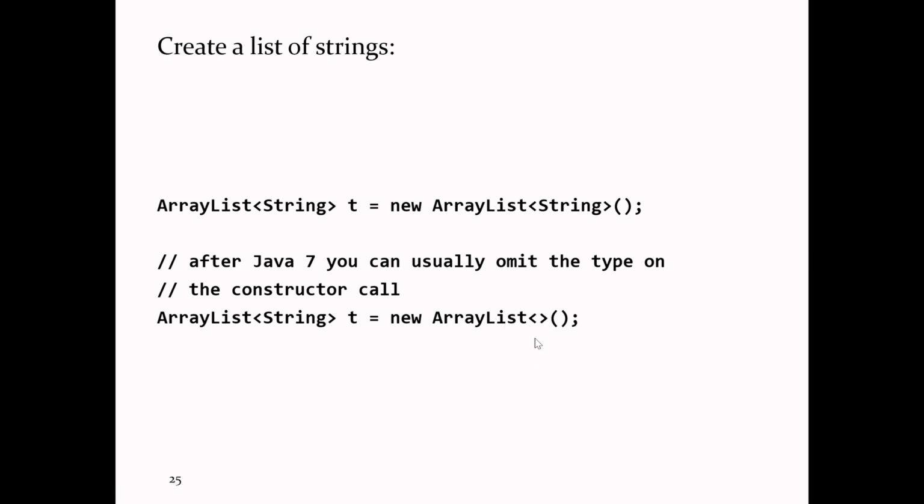The reason that happens is that this angled bracket notation, or more precisely, generic types, didn't show up in the language until Java version 5 or 6, one of the two. And so there was an existing ArrayList class, but it worked differently than the class that I'm showing you here.